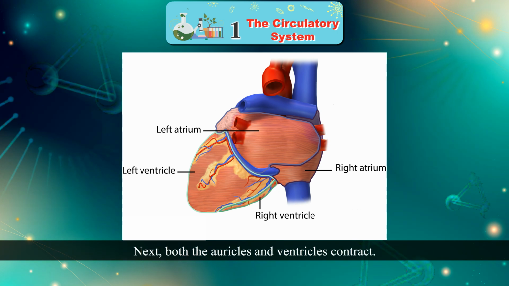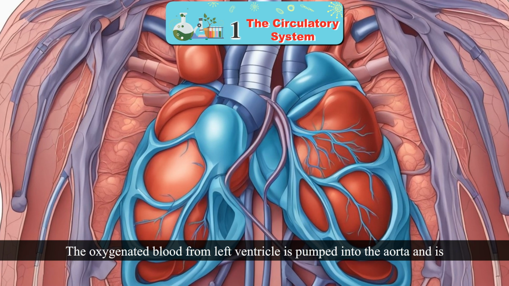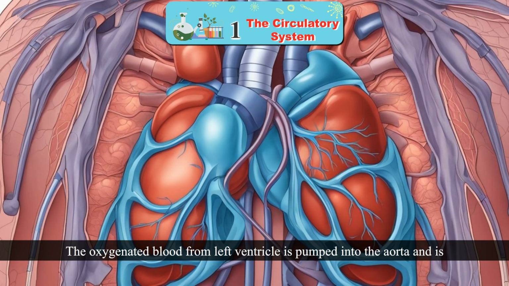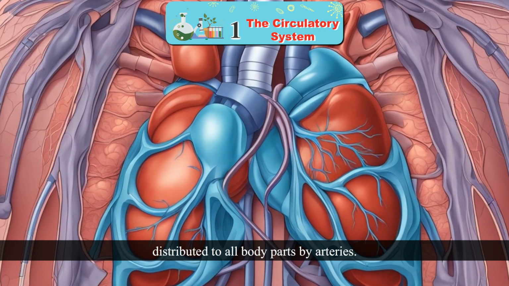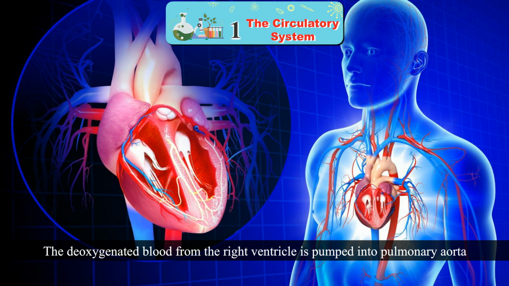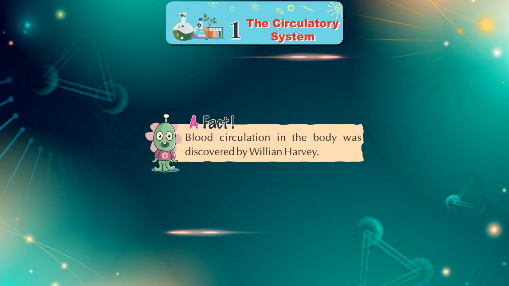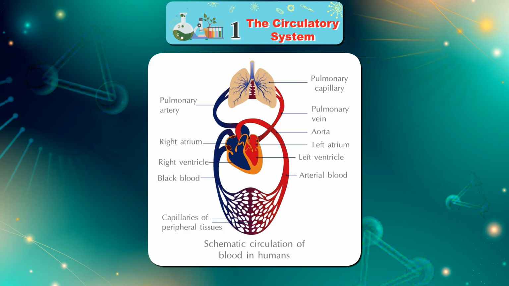Next, both the auricles and ventricles contract. The oxygenated blood from the left ventricle is pumped into the aorta and is distributed to all body parts by arteries. The deoxygenated blood from the right ventricle is pumped into the pulmonary aorta and is transported to the lungs by pulmonary arteries for oxygenation. A fact: blood circulation in the body was discovered by William Harvey.